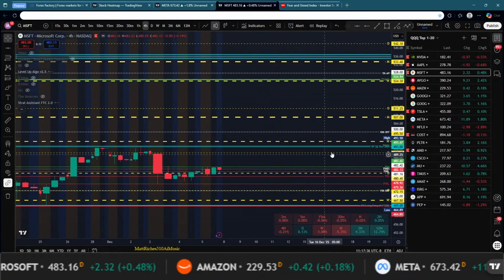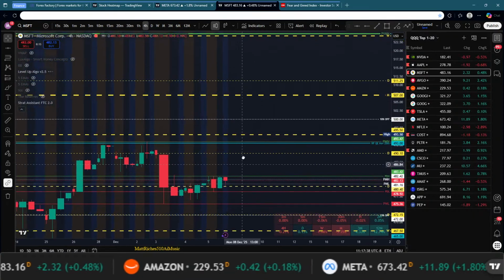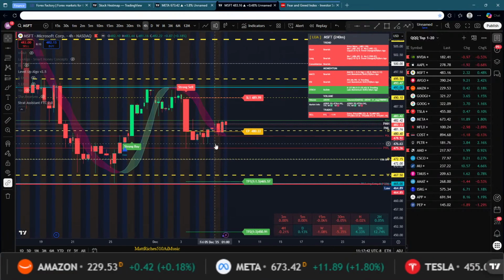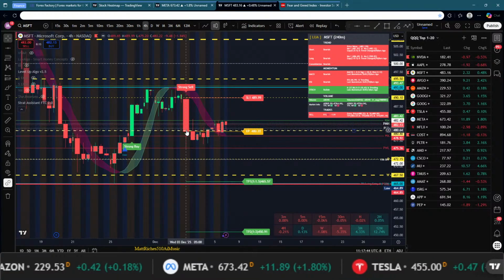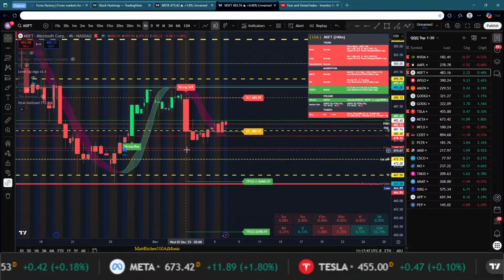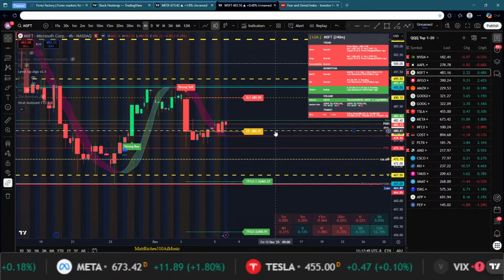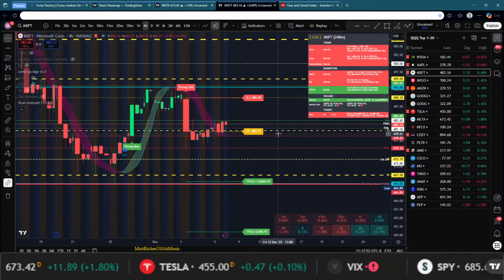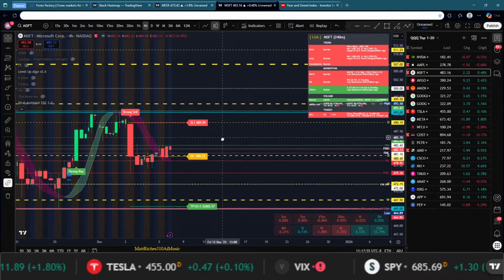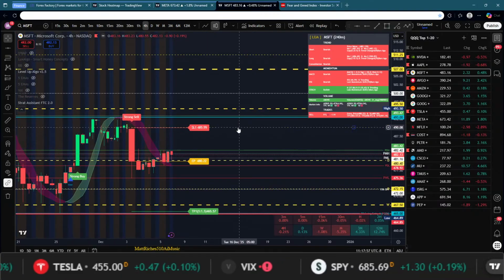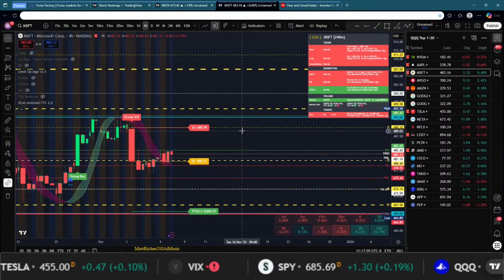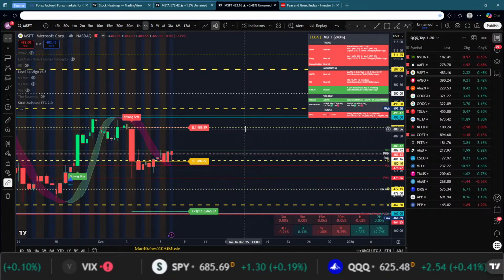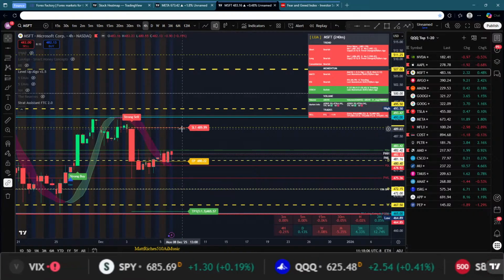Let's check out the 4 hour and see if there's any buy signal. Nope, still in a sell. So we may have more downside momentum for Microsoft. And you can see the stop loss is here at this line. Remember, we just made this level, 490.10. That's the stop loss.